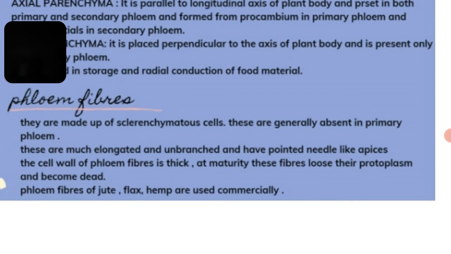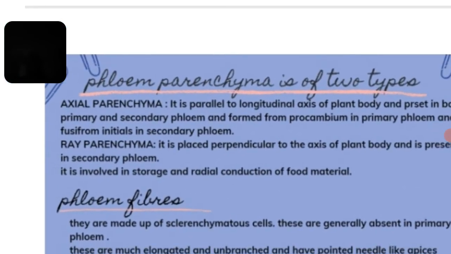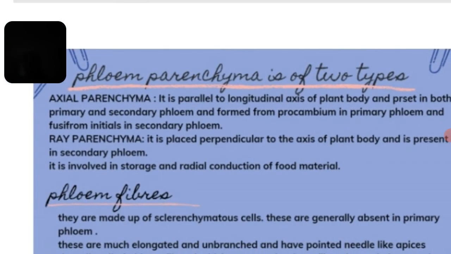So next is the phloem parenchyma. The phloem parenchyma have a prominent nucleus and dense cytoplasm. They are living and possess the ability to divide. The parenchyma cells of secondary phloem are of two types: axial phloem parenchyma and phloem ray parenchyma.